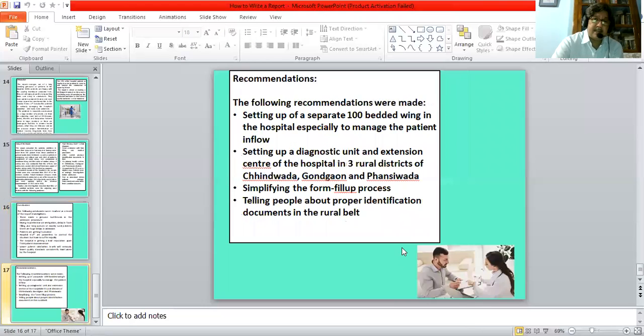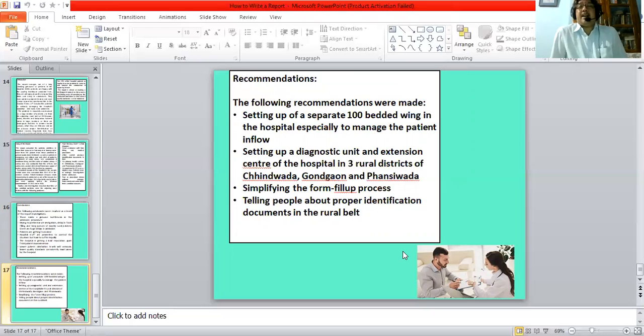Now, certain recommendations are made in the report as a result of the study and investigation. Setting up of a separate 100-bedded wing in the hospital, especially to manage the patient inflow. Setting up a diagnostic unit and extension center of the hospital in the 3 rural districts of Chhindwara, Gurgaon, and Pasiwara, where many of the patients are from.